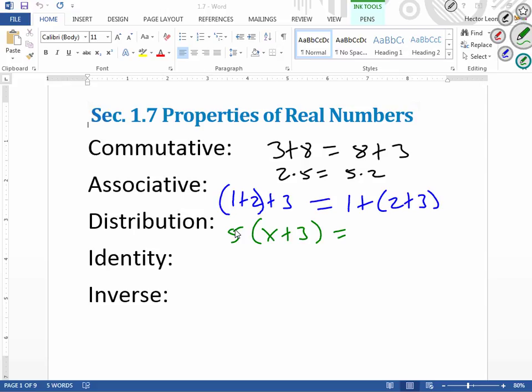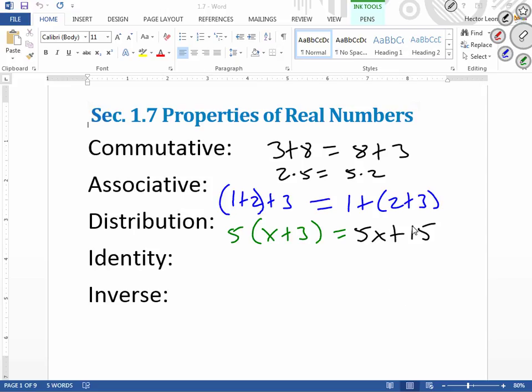X could be considered a number. I'm just going to multiply 5 times a letter. But remember, distribution or distributive means multiply the number on the outside to the things on the inside. So I'm going to go 5 times x, that's 5x, then my plus sign, and then 5 times 3, that is 15.